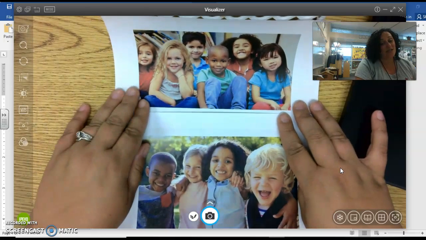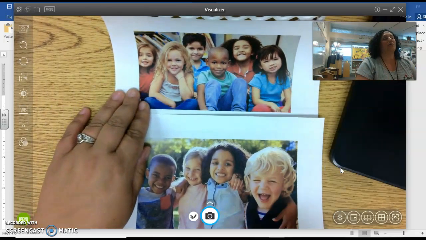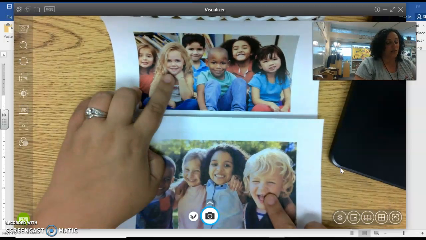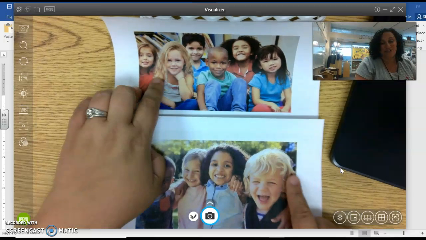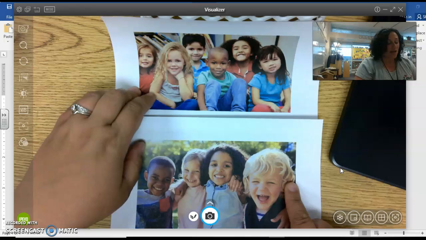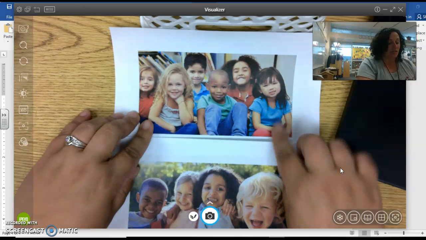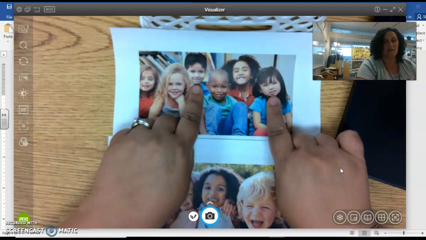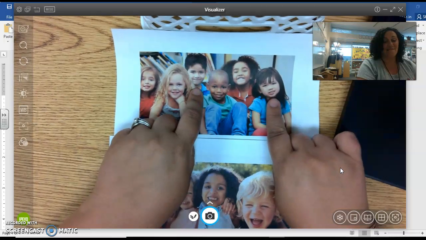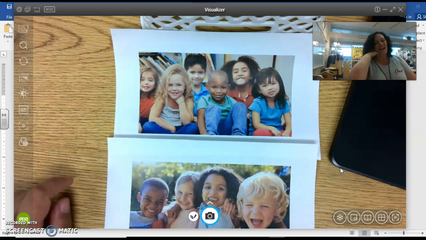Now I'm thinking of my category, this boy and this girl. What's the same about them? They both have blonde or yellow hair. Yeah, so their hair color is the same, right? What is the same about this girl and this boy? They both have black hair, yeah.